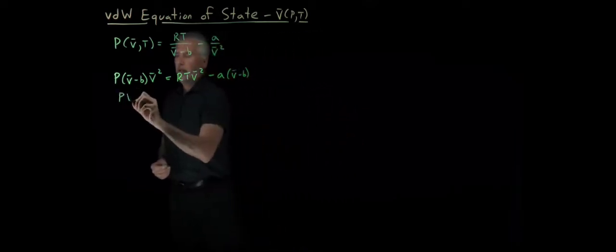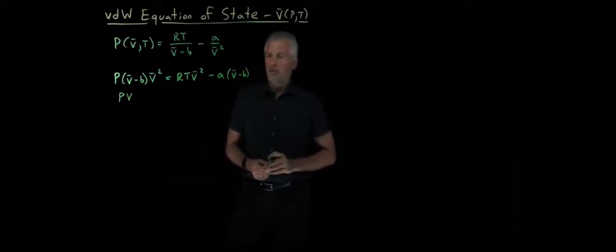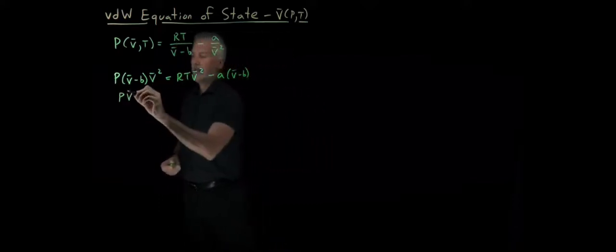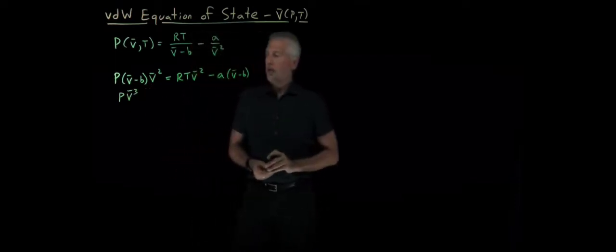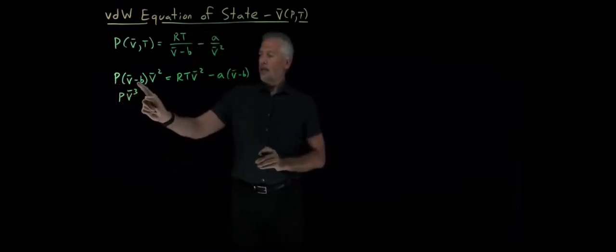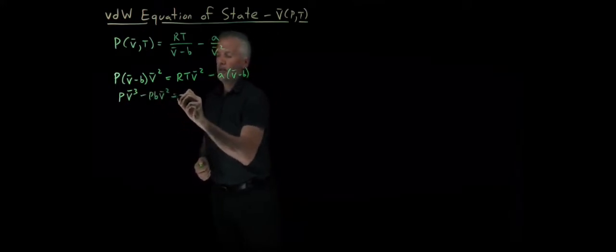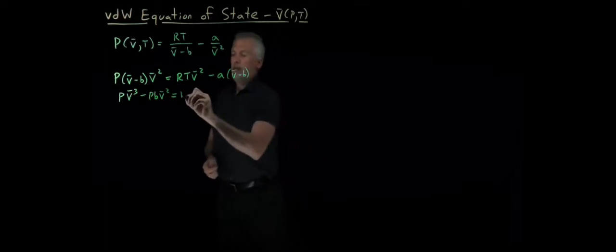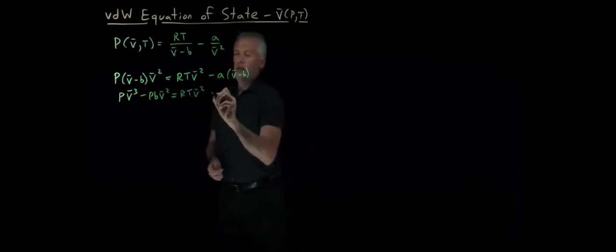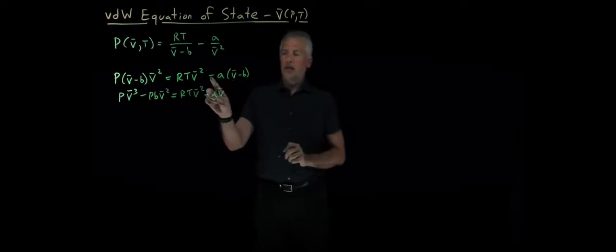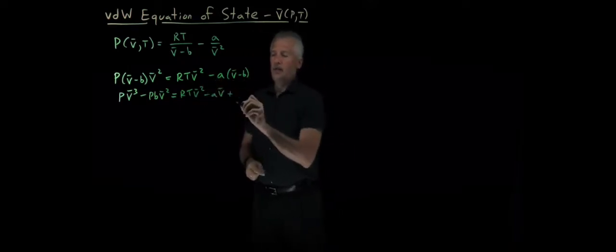So I want to simplify this expression. Let me go ahead and do that somewhat slowly so I don't make any algebra mistakes. I've got a P V bar squared, so altogether that's a P V bar cubed. I've also got a P minus B V bar squared. That's all equal to RT V bar squared minus A V bar from these two terms, and then plus A times B.